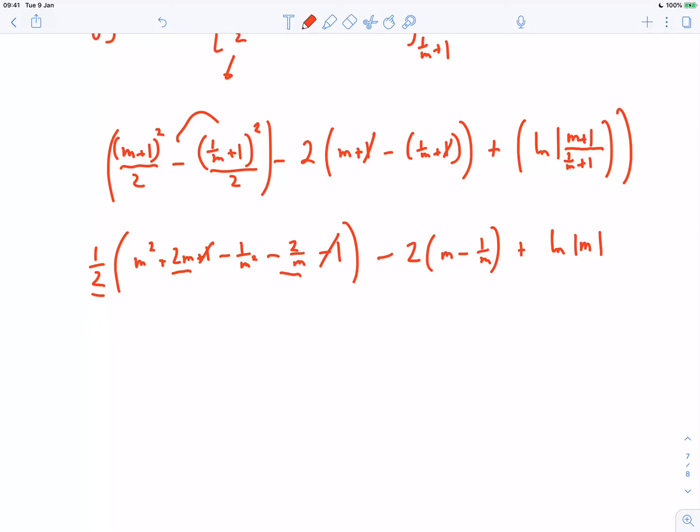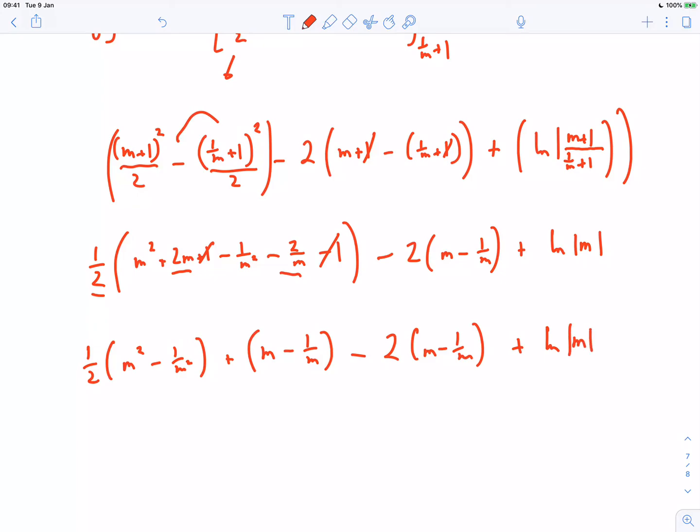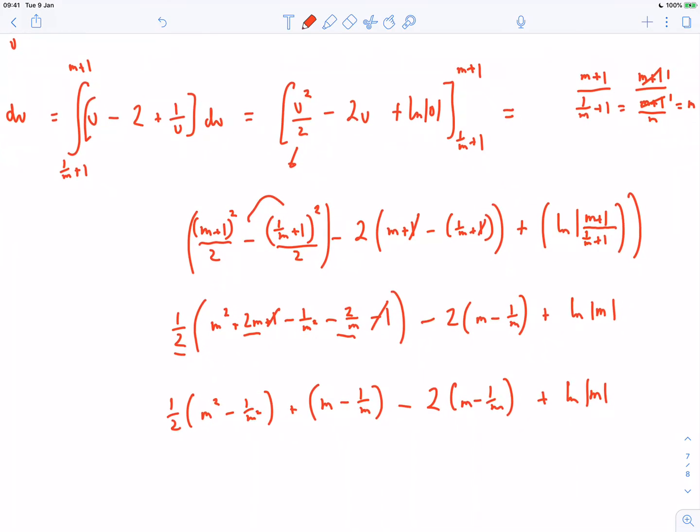So I've actually got a half of m squared minus 1 over m squared. I've got half of the other things, that's plus an m minus 1 over m. And I've got minus 2 of m minus 1 over m, plus a ln of m. Just double check. 1 of them minus 2 of them, that's just going to be a negative of these. Fine.